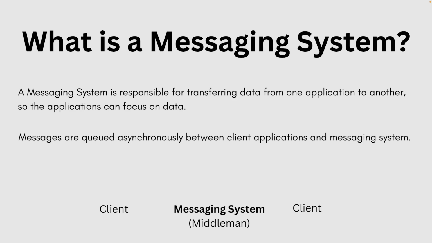And messages are queued asynchronously between the client application and the messaging system. So you have a client. Like I said, maybe there's an app, maybe there's a website, maybe there's an actual physical thing like a robotic arm, and you have a middleman, the messaging system, that takes in those events and passes them on to the next client. And the client can be a server, it can be another item, it can be anything that wants to consume what the original client sent to the messaging system. So the messaging system is just a middleman. It takes in information and it outputs information based on whoever wants to consume from it. But all the messages are queued asynchronously between the client application and the messaging system.